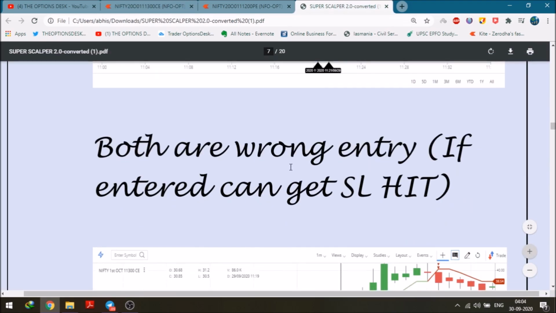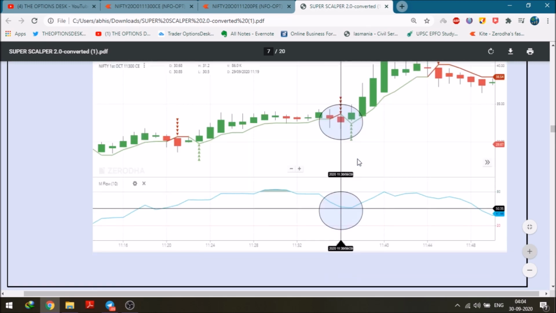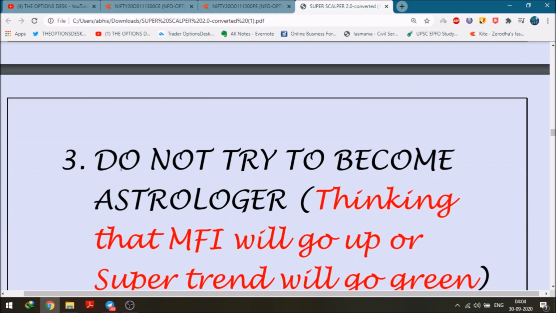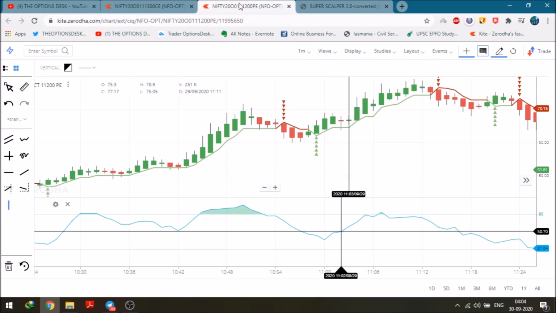Both entries are wrong. If entered, you can get SL hit. The chances are the market has moved on the upside, but what if the super trend would have continued on the downward side? Then your stop loss would have gotten hit, and you might have faced good losses. So this is the minimal stop loss strategy. You will see how I keep my stop loss and how I modify the stop loss. Do not try to become an astrologer thinking that MFI will go up or super trend will go green. See, some astrologer entries below, like this.